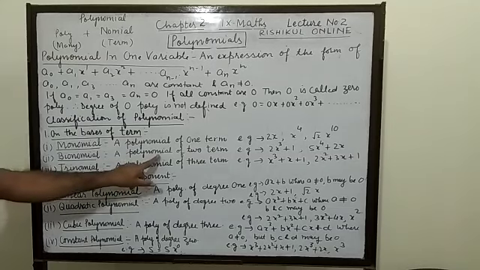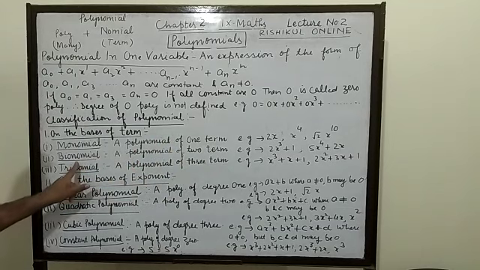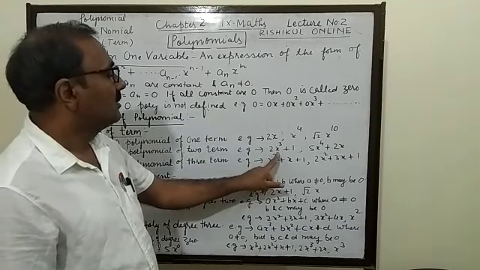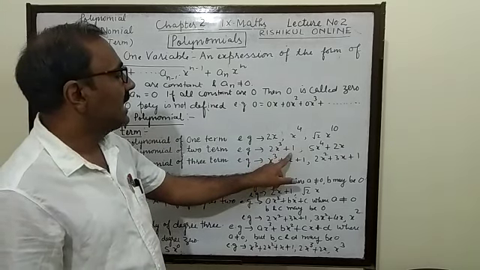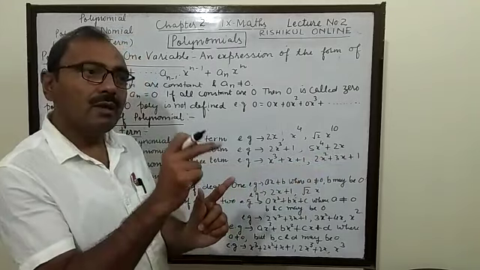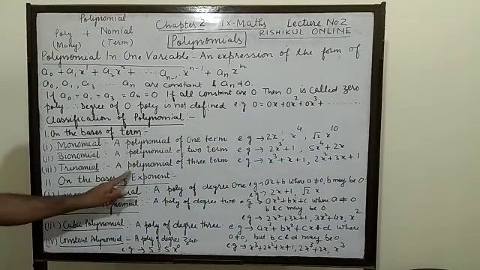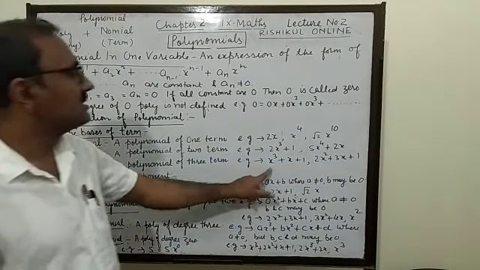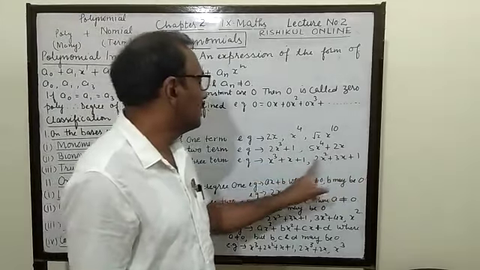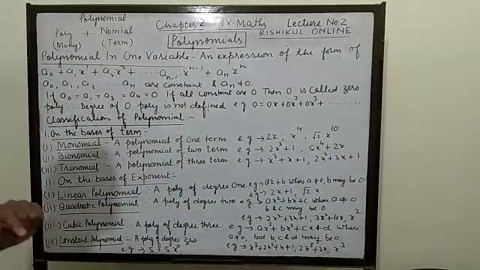Binomial. A polynomial of two terms is called a binomial. For example, 2x cube plus 1, it has two terms. Power may be any. And then trinomial, a polynomial of three terms, like this, it has three terms, 1, 2, 3. And then next is on the basis of exponent.